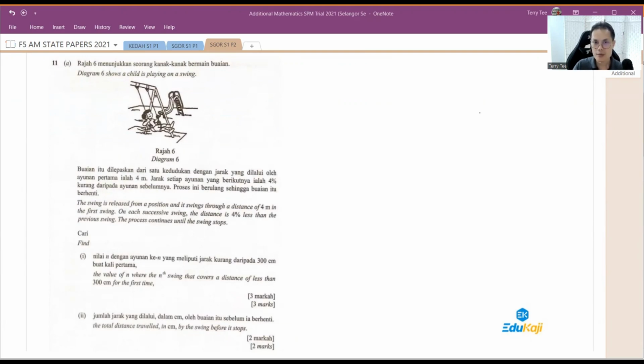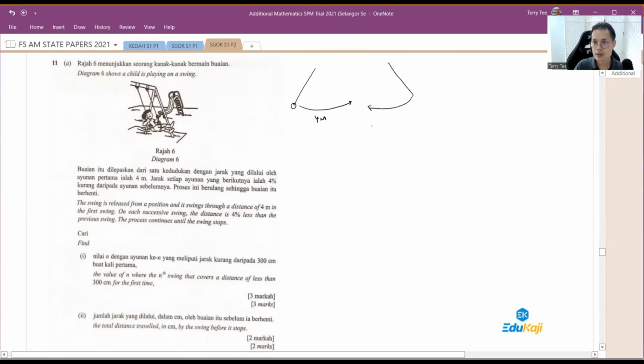So basically, let's say we start from here. It goes through a distance of 4 meters. So when it goes back, it's now going to travel a shorter distance. That shorter distance, if you want to find, it's going to be 4% less. That means your first term a is 4. Your common ratio, when you reduce by 4%, you're left with 96, so it's 0.96. Then, of course, you're going to go smaller and so on.